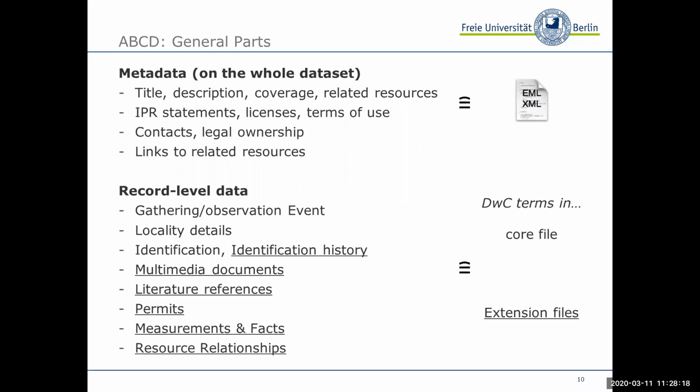So on this first slide, you can see the section record level data, the categories of data that are in this general part of ABCD. The ones that are underlined are the ones that in Darwin Core are not part of the core file, but end up in an extension file. So in Darwin Core, for example, if you want to put in an identification history, that is more than one identification for a specimen, you have to use an extension file.